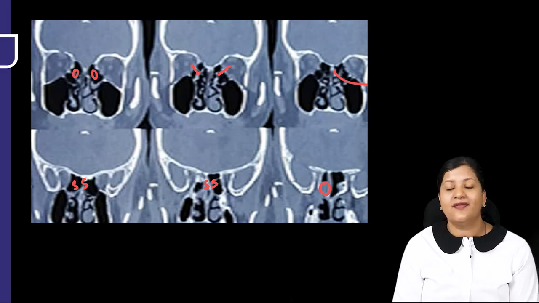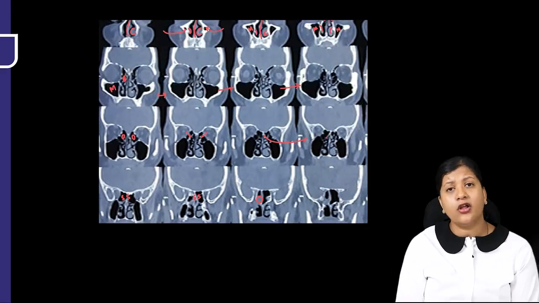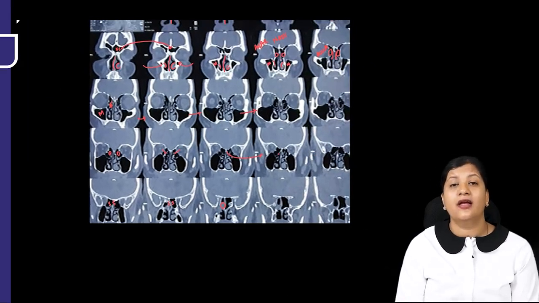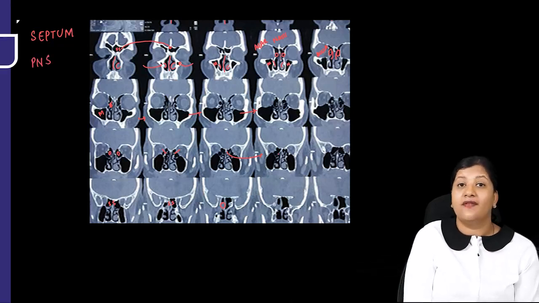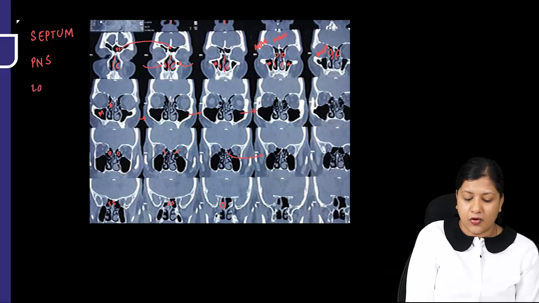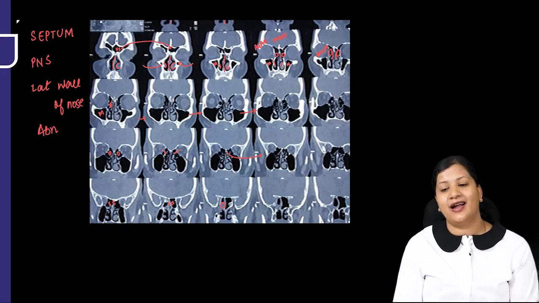So basically when we see a CT scan, the aim is to look for what are the structures that we aim to look at. The first and foremost, we aim to look at the septum. The second thing, we aim to look at the paranasal sinuses. We aim to look at the lateral wall of the nose with turbinates, and we'll try to look for any abnormalities in the nose and PNS and the adjacent structures.